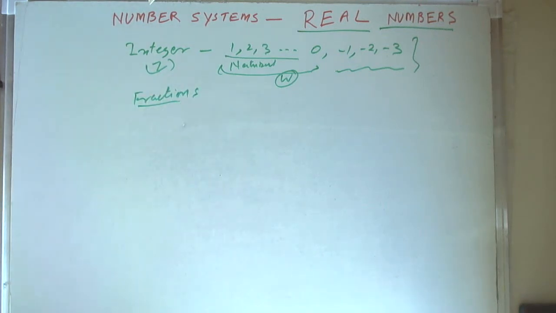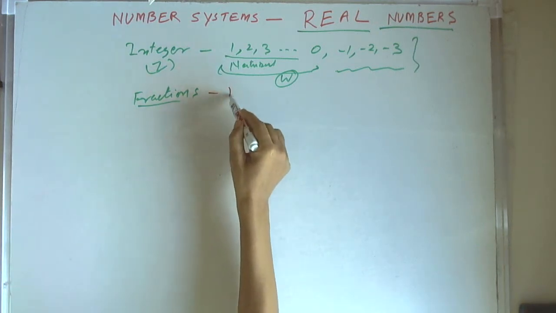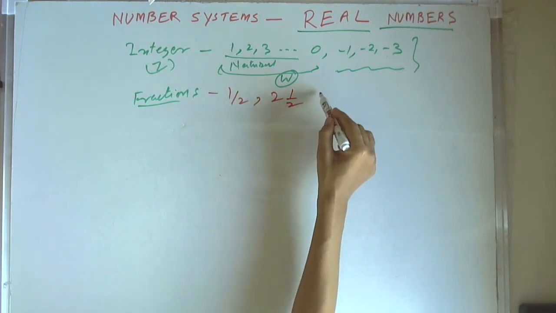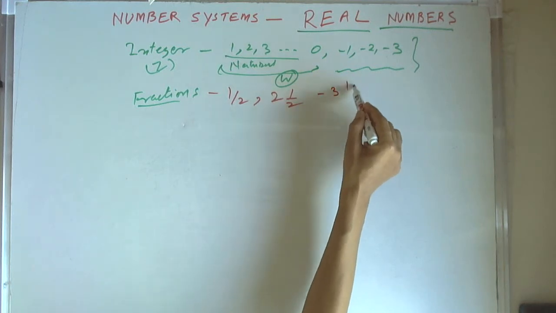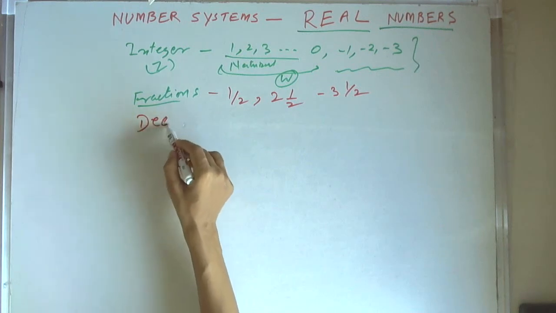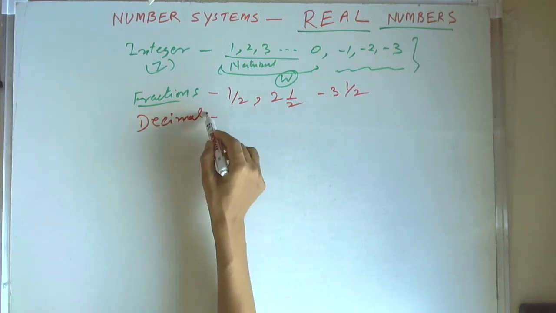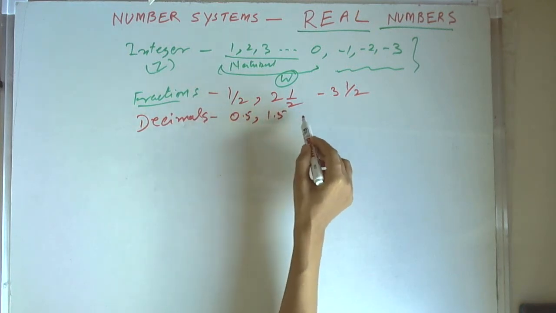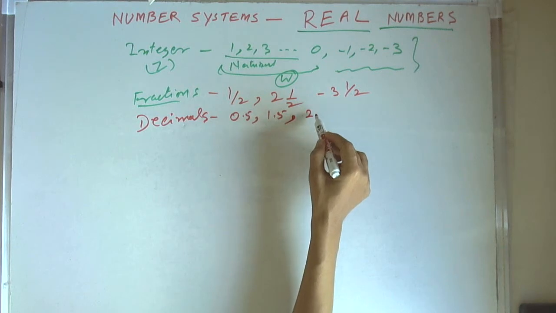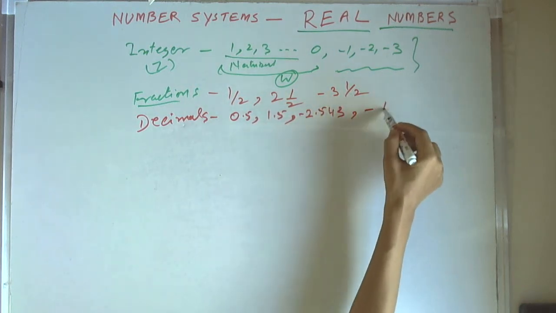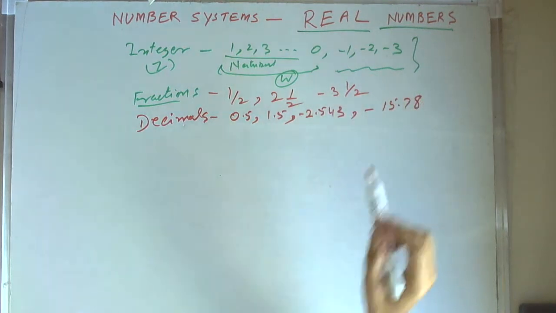Then we learned about fractions. Examples of fractions are 1 by 2, 2.5, then say -3.5. So all these are fractions. After that we learned decimals, like 0.5, 1.5, -2.543, -15.78. So these are decimals.